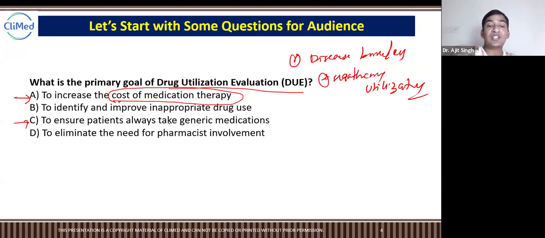To ensure patients always take generic medications, this could be a policy, but that is again not a part of drug utilization review. This is a part of decision making, and that also, guys, focus, cannot be done by the pharmacist or the doctor or any healthcare professional. This decision making can be done only on the basis of finances and all by the patient.